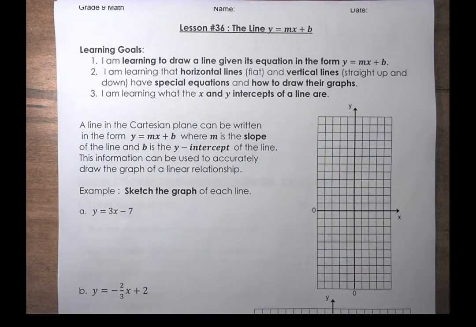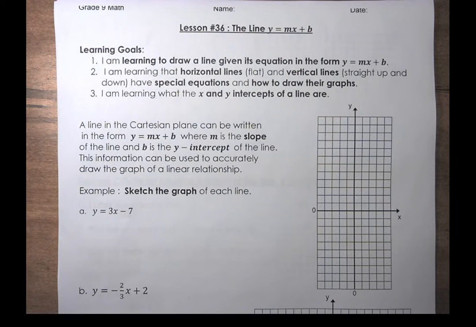For today's lesson, we're going to learn how to draw a line given its equation in the form y equals mx plus b. We're going to learn that horizontal lines that are flat and vertical lines that are straight up and down have special equations, and we're going to learn how to draw those graphs. And we're learning about what x and y intercepts of a line are.